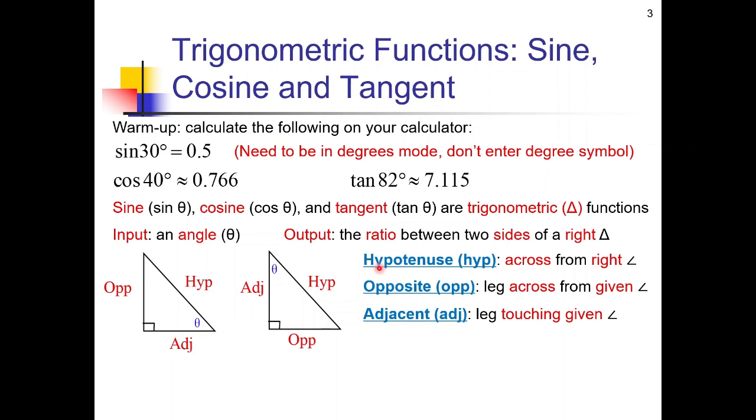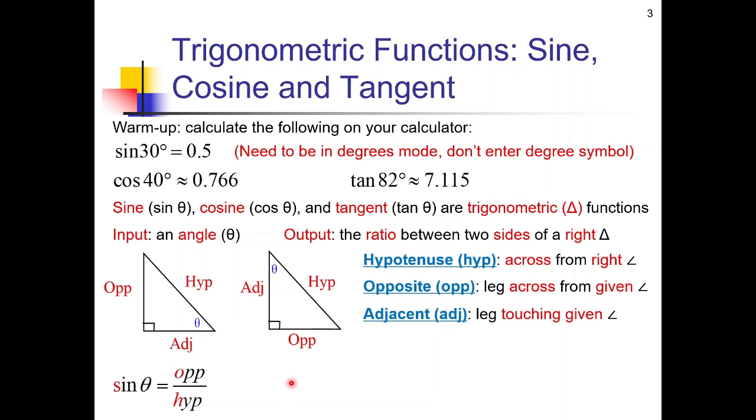Now, why did we go to the trouble of figuring out names of different sides of a triangle? Because these three trig functions, each of them is the ratio of two of these three different sides. We'll start with sine. The sine of theta is the ratio of the opposite side over the hypotenuse. Opposite over hypotenuse. So if I know what those numbers are and I stick them in a fraction, that's what this crazy decimal is right here.